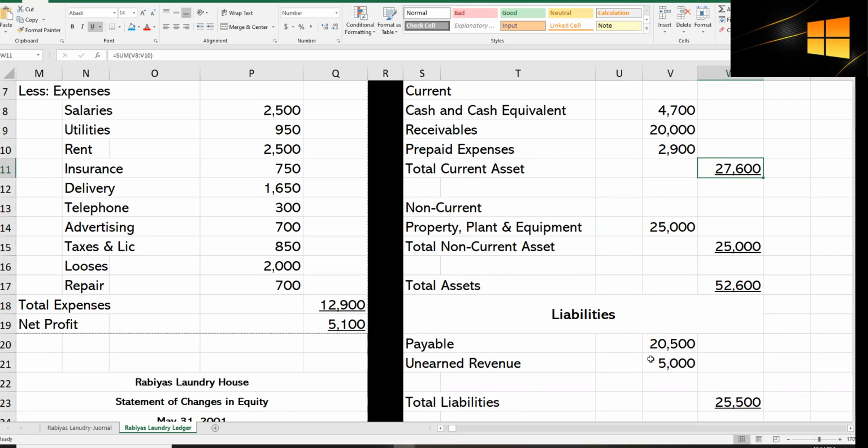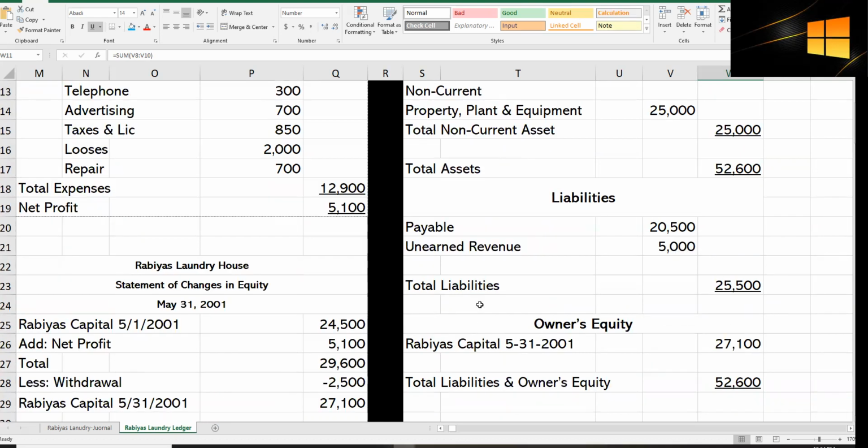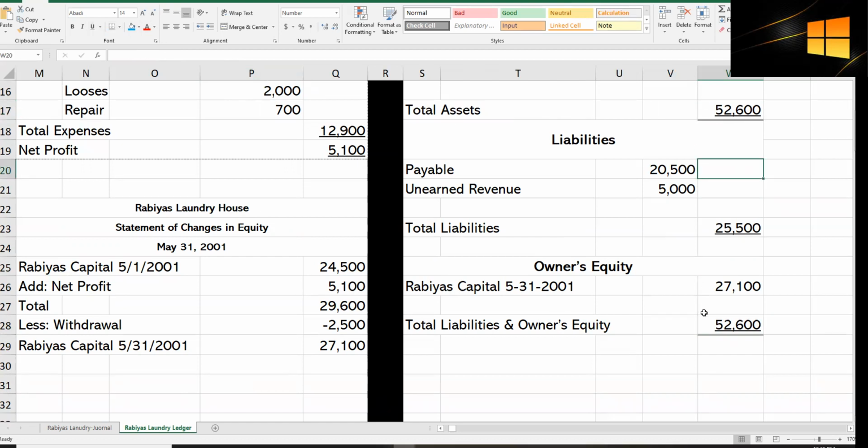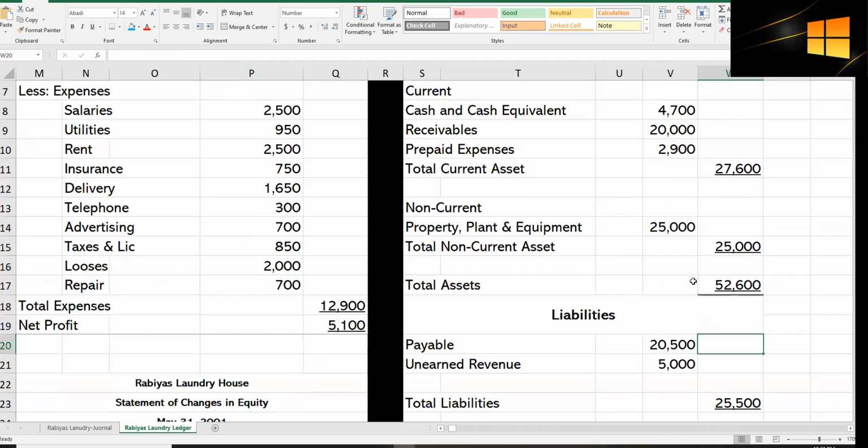The payables, 20,500 and unearned revenue is 5,000. Then the total liabilities is 25,500. The owner's equity guys, ito yun siya, di ba? Nilipat lang natin dito. Ayan po siya. Therefore, 25,500 plus 27,100, the answer is 52,600. This must be double line because this is your ending balance, okay? As you can see guys, the balance for owner's equity, liabilities, and asset is equal. Therefore, wala po tayong error na nagawa.